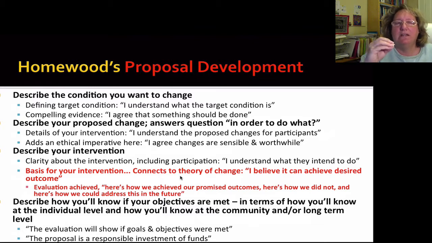The second part is, when you describe what your proposed change is, that you answer the question, here's what I want to change in order to do this. And so the evocation you're aiming for by a reviewer is, I understand the proposed changes for participants. And then also the ethical imperative saying, I agree changes are sensible and worthwhile. And so it's not just, I see something needs to be done, but I agree that what you're proposing makes sense.